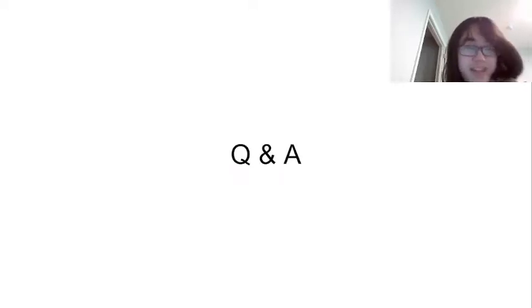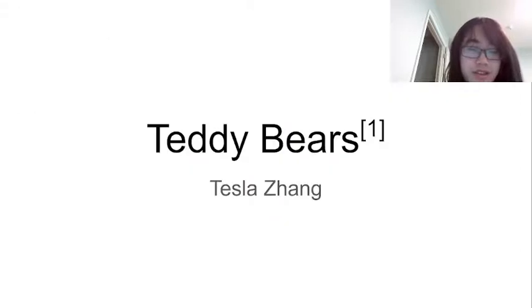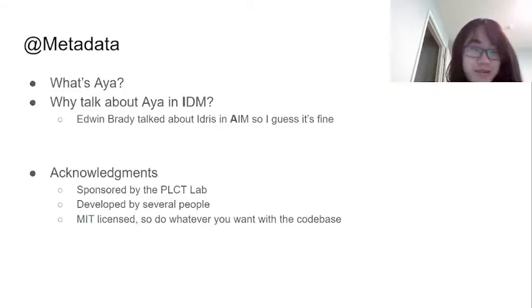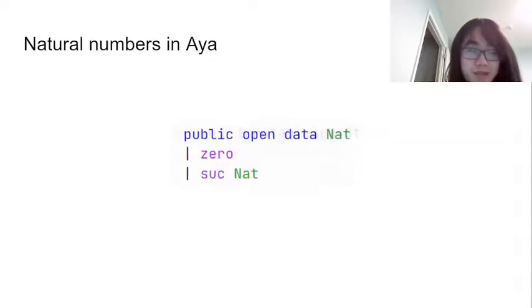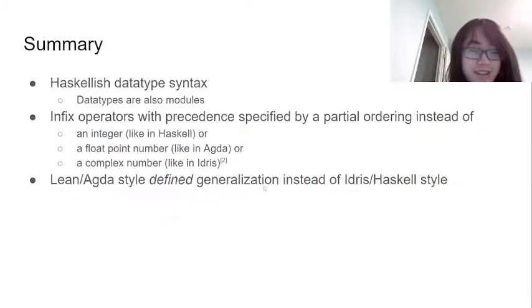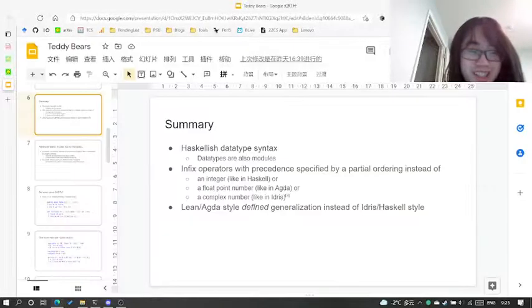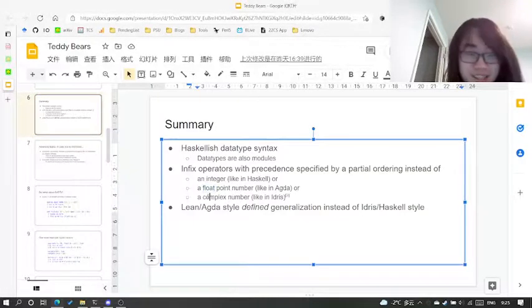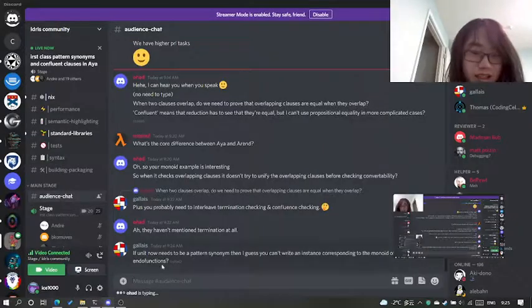So that's the end. Any questions? Anything I didn't make clear? Here are some footnotes. I made two inside jokes. The teddy bears are from chat. Also, that Idris is using complex numbers for specifying precedence is also a joke. It's actually a natural number.